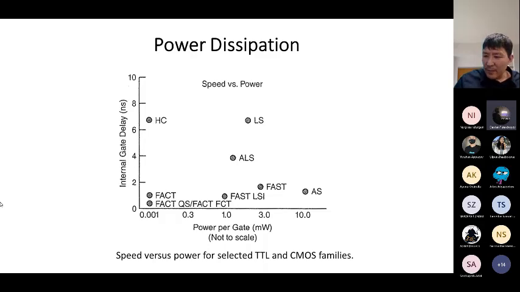So, last for this lesson, we consider this power dissipation diagram. On the x-axis you can see power per gate in milliwatts, and on the y-axis you can see the internal gate delay. You can see that this FAST series is the best. Why? Because first of all, the power consumption is lower and also the propagation delay is lower. So I think for now we can take a break for this lesson and we'll continue.